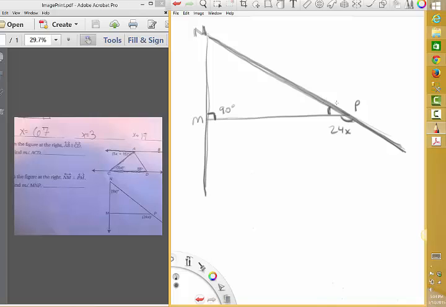So if there's 180 degrees total and this one's 24x, then we can take 180 minus 24x equals whatever this angle is. So we'll just pick y for this angle. We don't know what it is, so it has to have a variable. So we'll say 180 minus 24x equals y. So that gives us one equation.